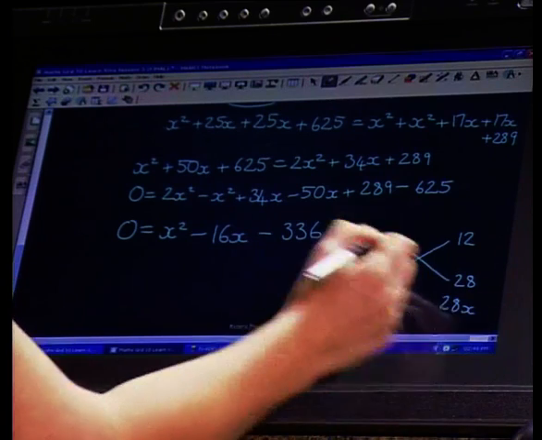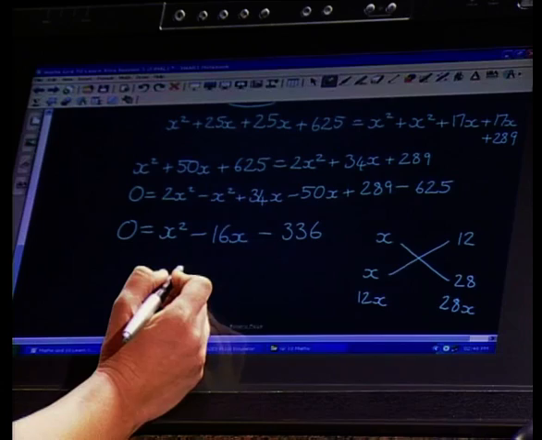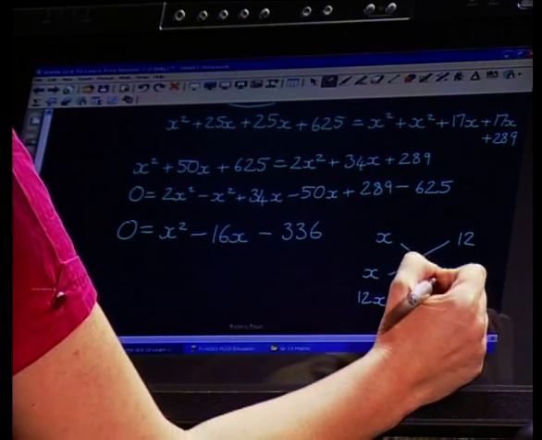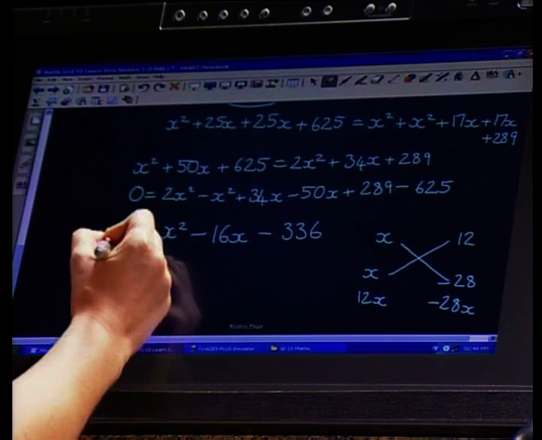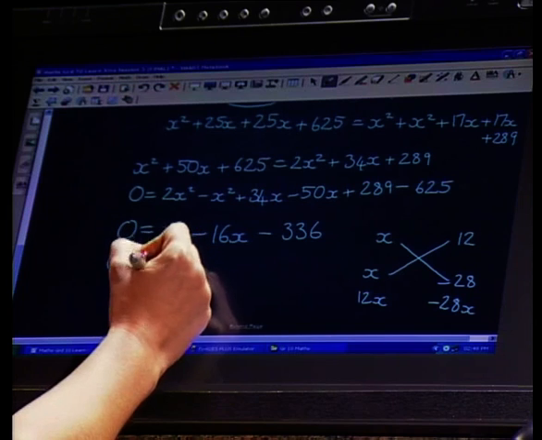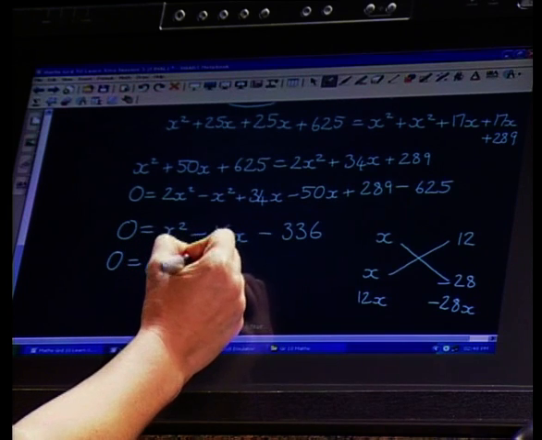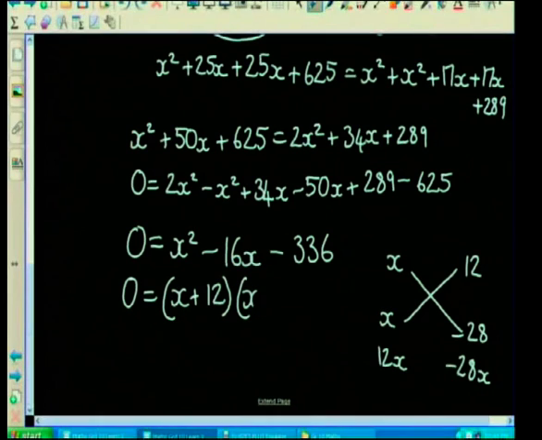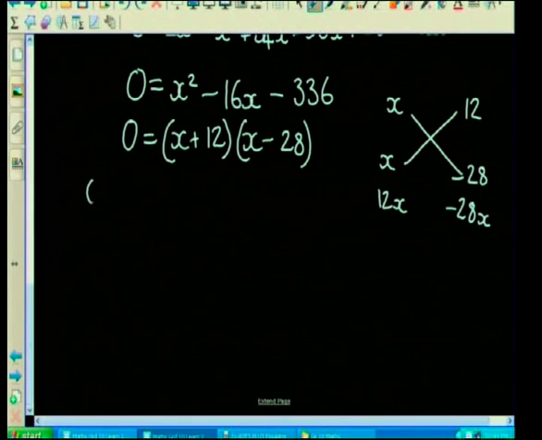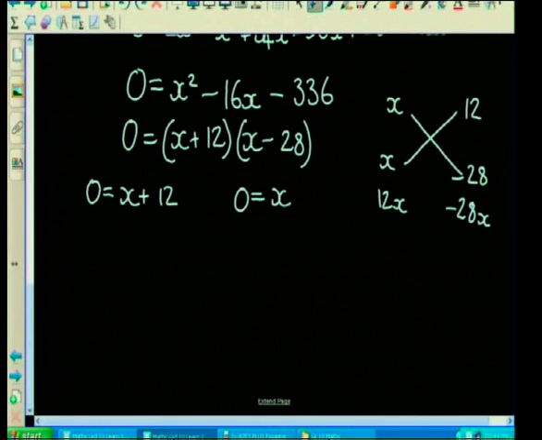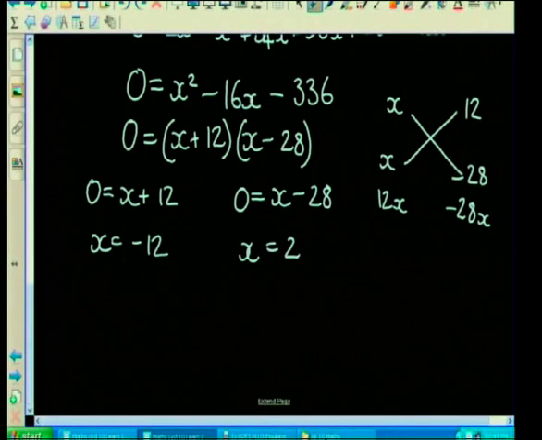12x and 28x, is there any way we can turn that into negative 16? Yes, if the 28 is negative. So that means our factors are x plus 12 and x minus 28. The last step is to solve for x by dividing up the factors. And what we have is x is equal to negative 12 and x is equal to 28.